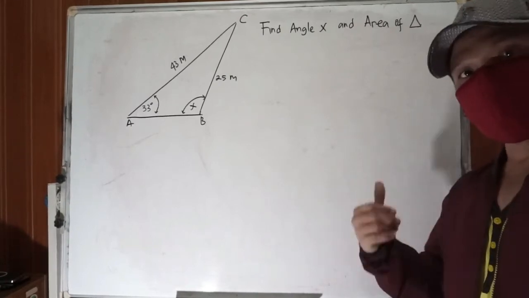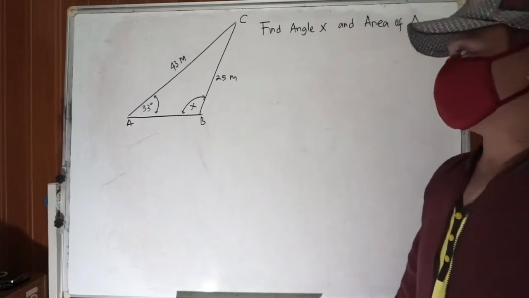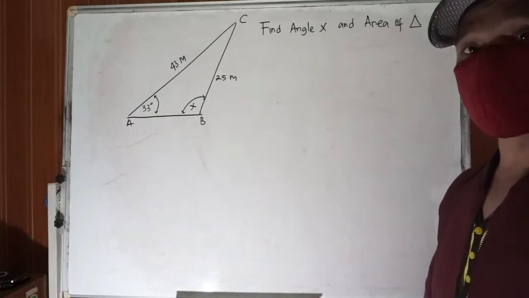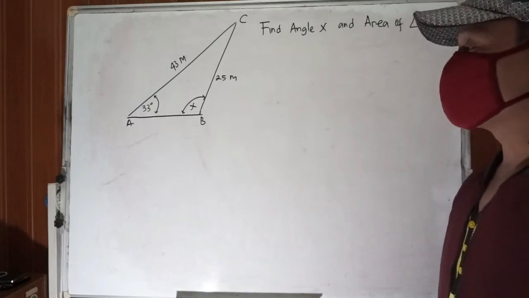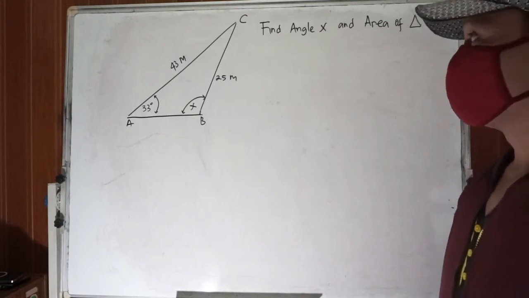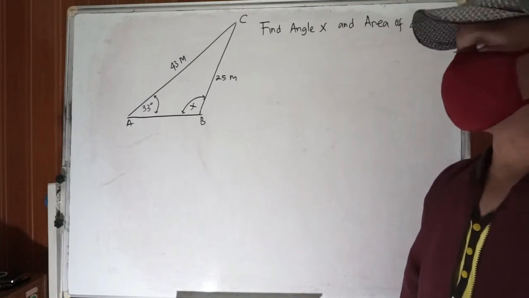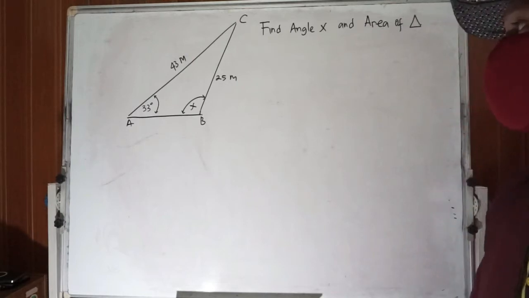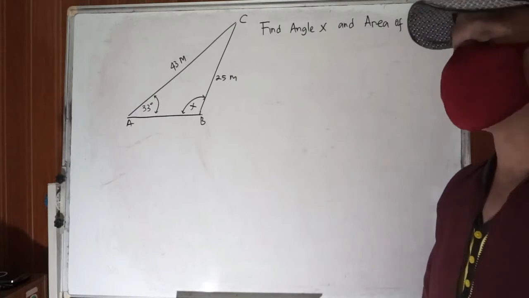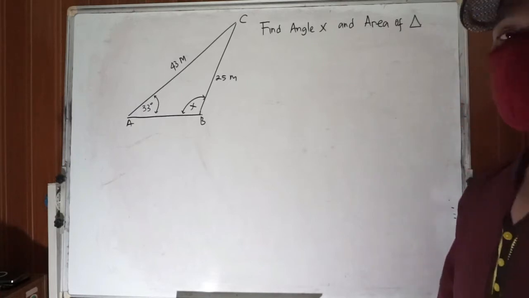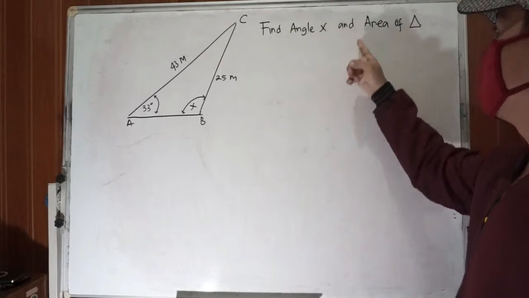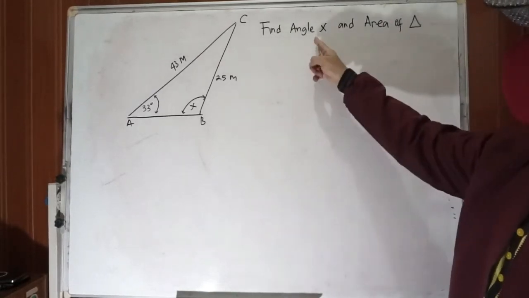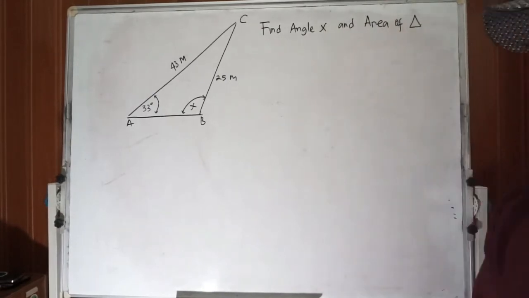Okay, let's go. I have one question. You can see it on my whiteboard or on your screen. I have one triangle ABC. Angle CAB is 33 degrees. AC is 43 meters. BC is 25 meters. And angle ABC is an unknown angle. The question is, find angle X and the area of the triangle. There are two questions.